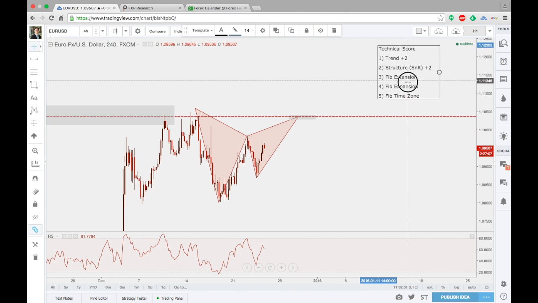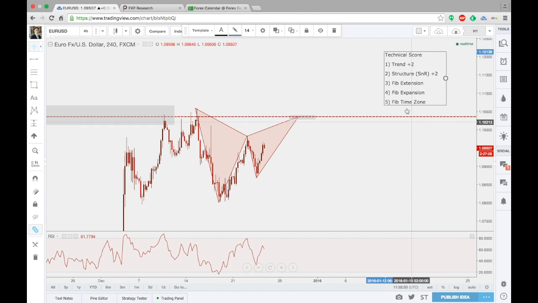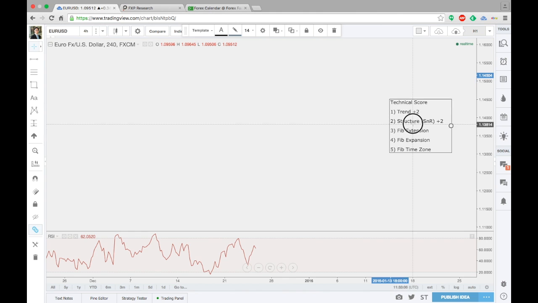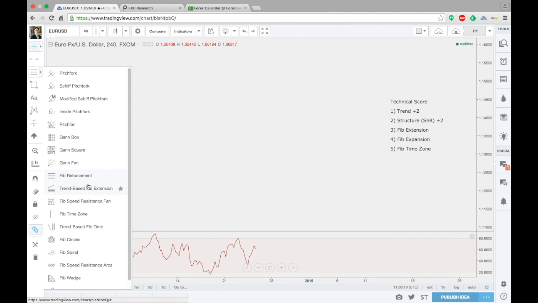So for me, 2 points is basically the highest. Alright, so let's move into fib extension. Let me briefly explain the difference between fib extension and fib expansion. The tool that you use is also very different. You can see over here there's a fib retracement tool and a trend-based fib extension. When I'm referring to fib extension, I'm referring to this tool.